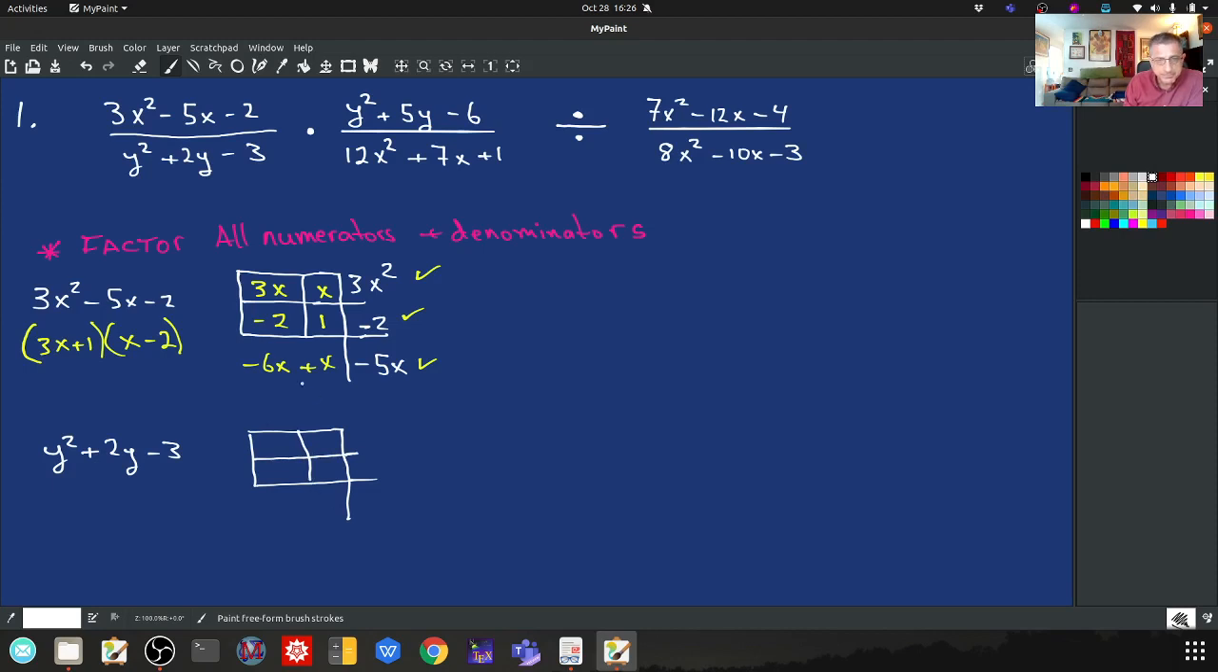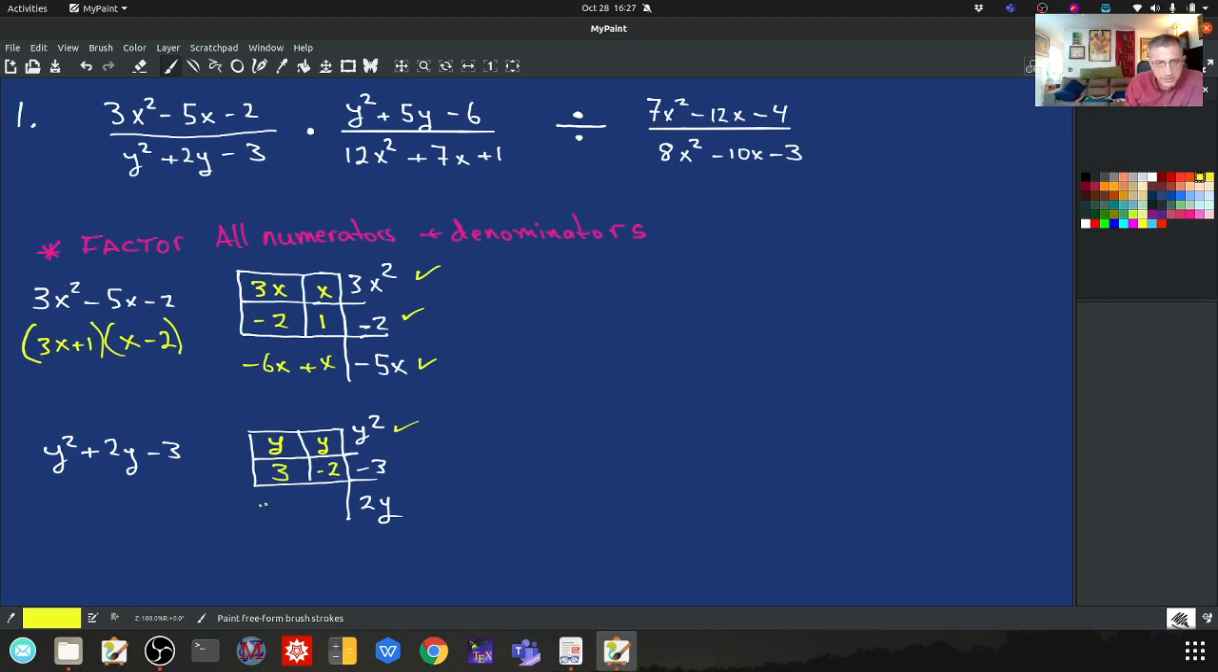So here I have y squared minus 3 and 2y. For y squared, I have no choice, put a y right there and a y right there. So y times y is y squared. Minus 3 is prime, and it has to add up to 2y when I multiply vertically. So I'm going to put 3 and minus 2.